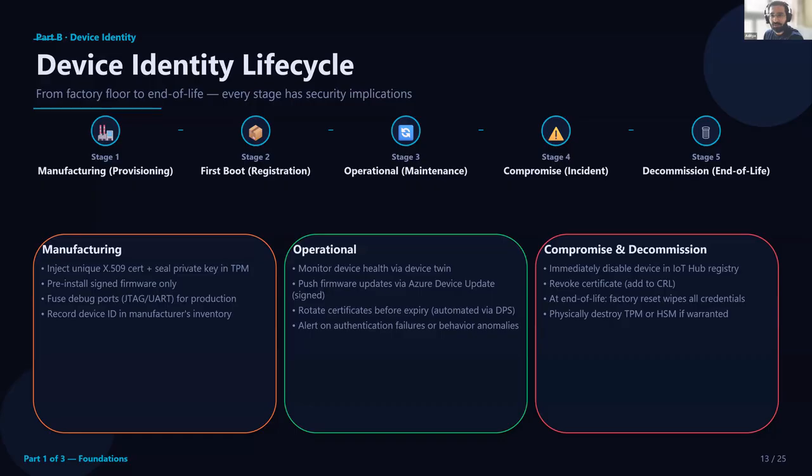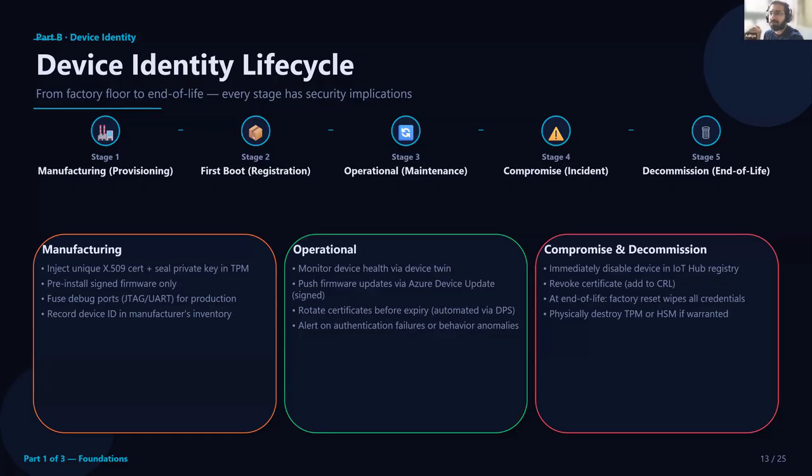Then first boot registration. The device contacts DPS for the first time. The claim is validated and a hub is assigned. Security teams should monitor for unexpected first boot events from devices that were not supposed to ship.